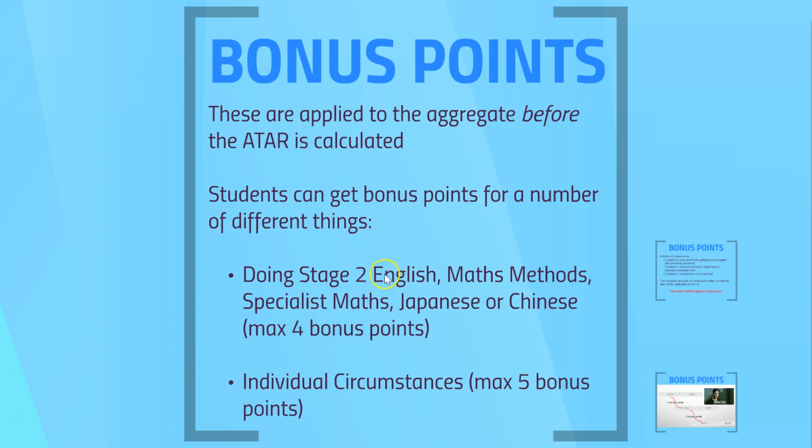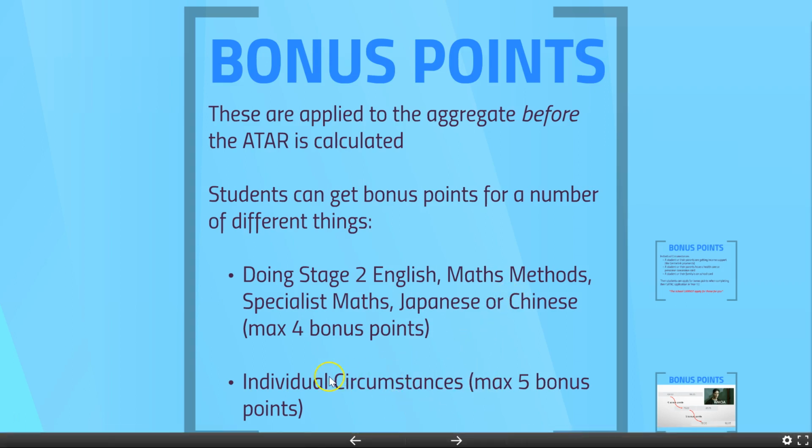You can get bonus points for studying a number of subjects, and currently at the moment at Seaview, if you do Stage 2 English, math methods, specialist maths, Japanese or Chinese, you can get 2 bonus points per subject. So if a student's studying both math methods and specialist maths, they'll get the maximum of 4 bonus points. If a student was studying math methods, specialist maths and Chinese, they would still only get 4 bonus points maximum. There is also another 5 bonus points which a student can get for what's called individual circumstances.